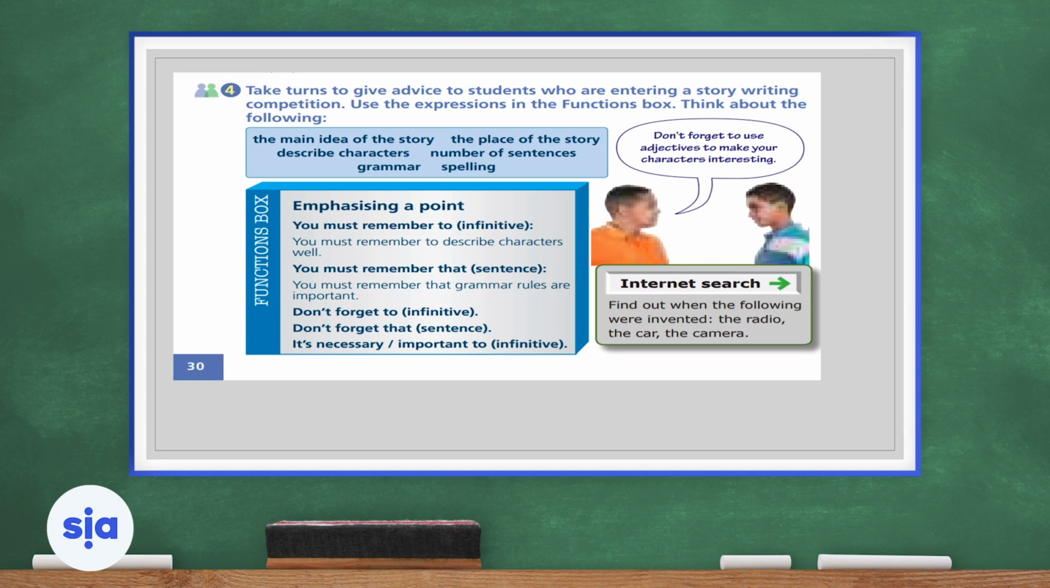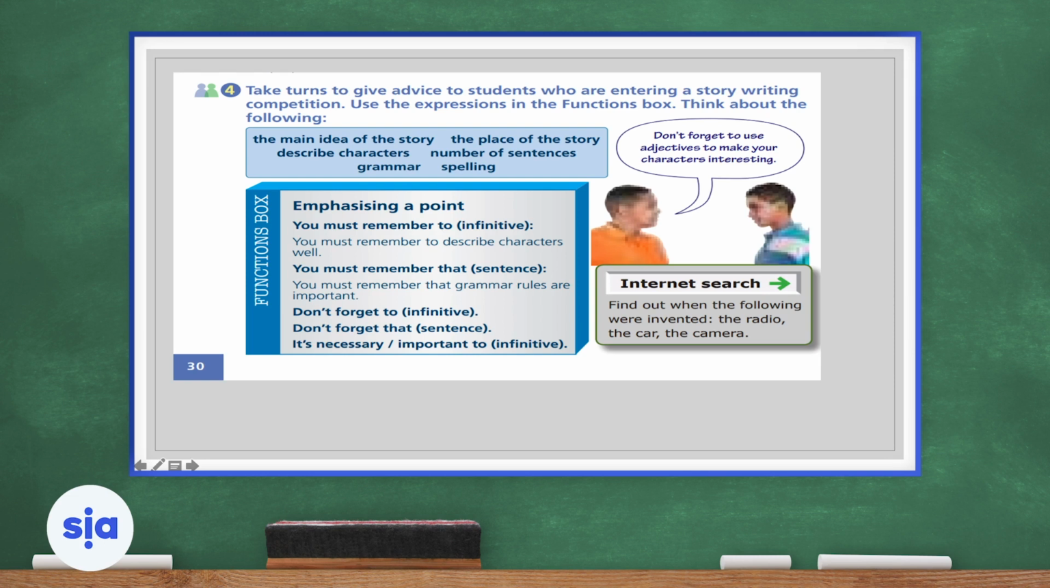Don't forget the to plus infinitive, don't forget that sentence. It is necessary or important to plus infinitive. Now, make sure you create a creative story with a main idea, place, character description, and think of the number of sentences, and then remember to revise your grammar and spelling.